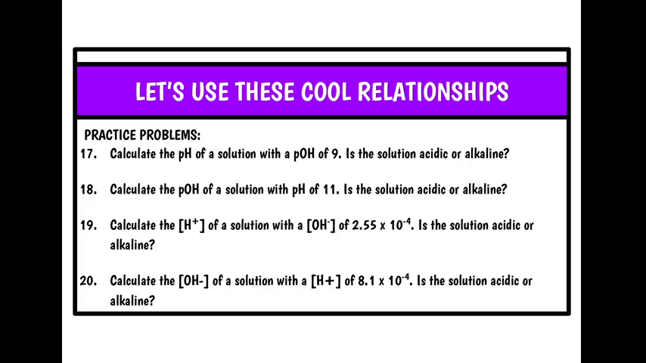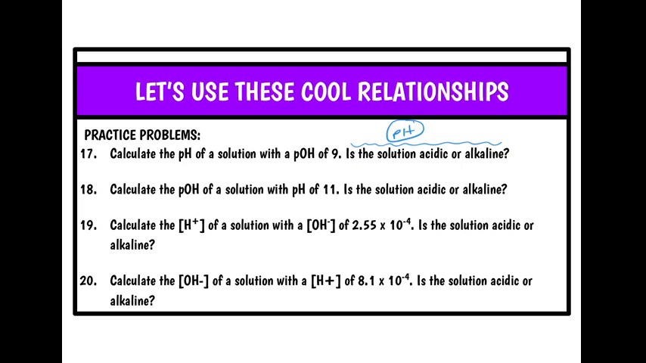So let's use these cool relationships now. In this first case, we're going to calculate the pH of a solution with a pOH of 9. And we're also going to need to say if it's acidic or alkaline. Remember, that means it's basic. In order to figure out this one, I just want to remind us, we actually need to look at the pH for these. The pOH is not helpful, right? Because that's not how we describe something being acidic or basic. It's with the use of the pH.